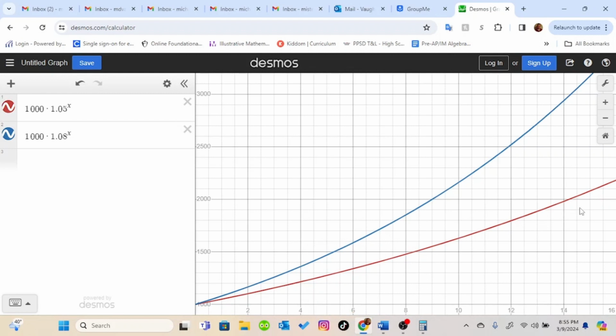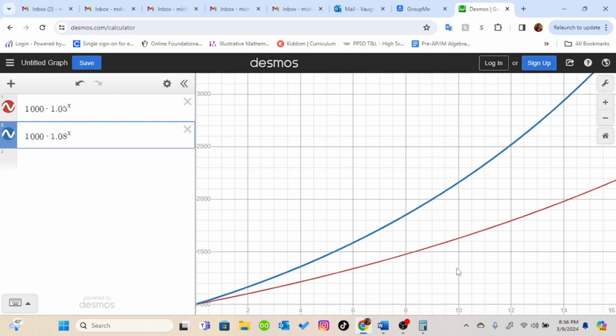And now you can see at year 15, the 5% interest, the loan costs you $2,078.93. But when it's 8% interest, the loan costs you $3,172.17. So this is the type of difference that an interest rate can cause.